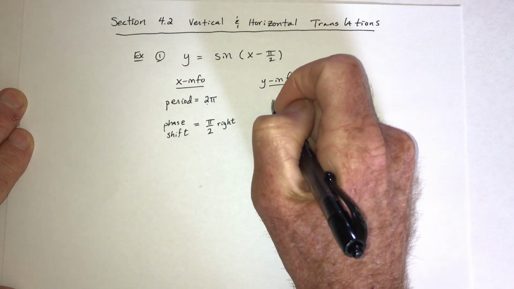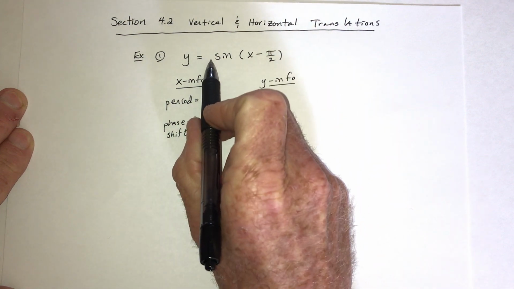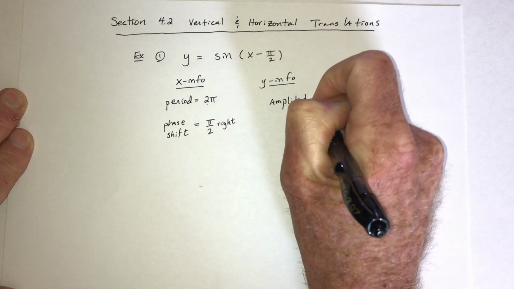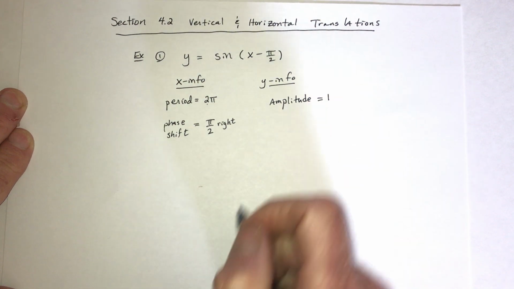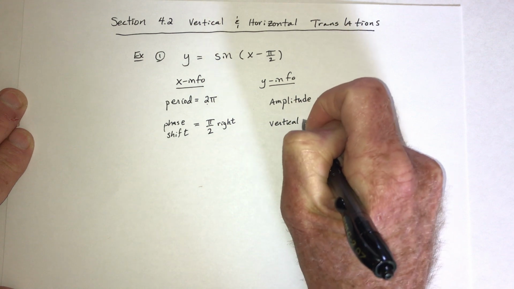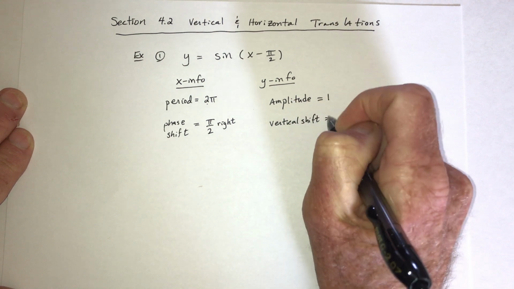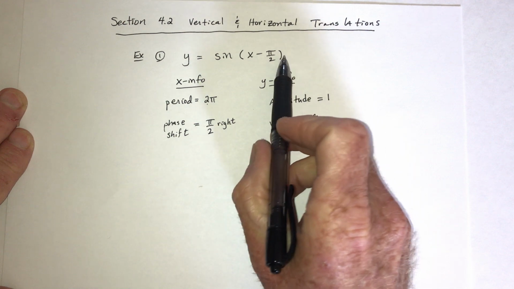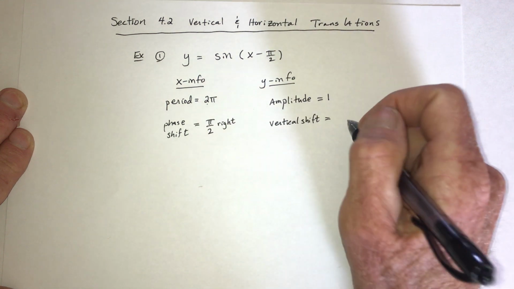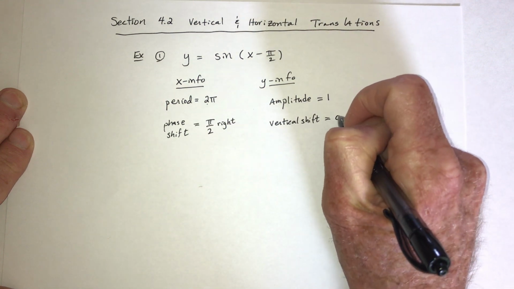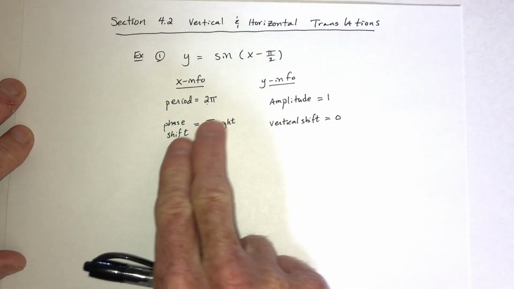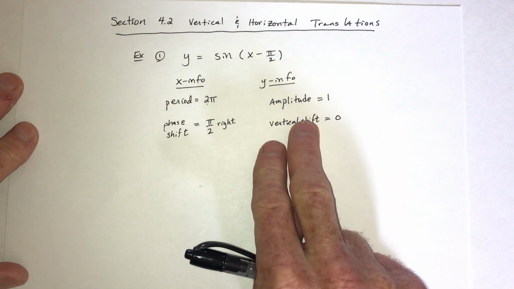Now for the y information. So the number in front right here, that gives you the amplitude. And in this case, it's a 1. And then there is the vertical shift. And this one does not have any vertical shift. So if this said +7 right here, or if it even said 7 plus sine, then it would be a vertical shift of 7. But this, the vertical shift is 0. So there we have 2 pieces of information for the x-axis and 2 for the y-axis.